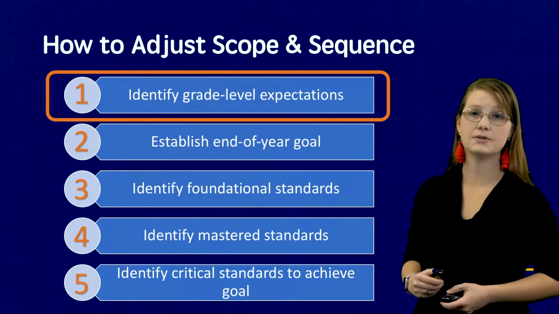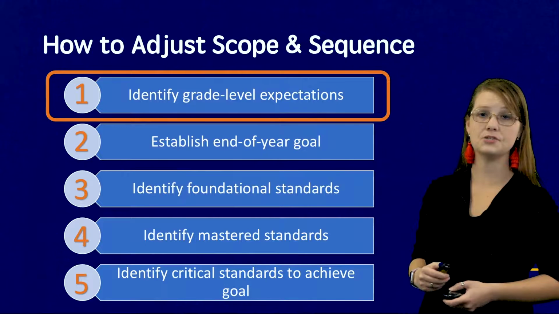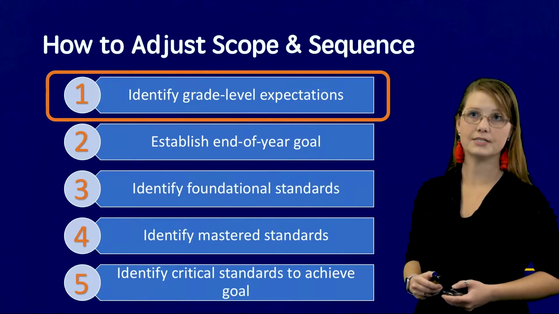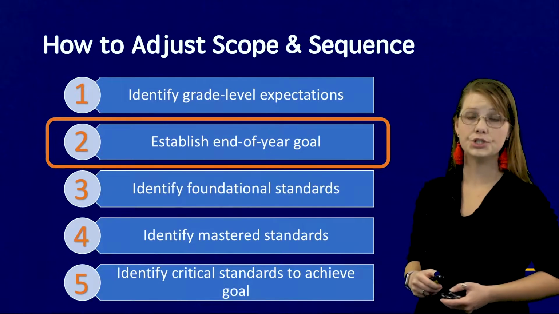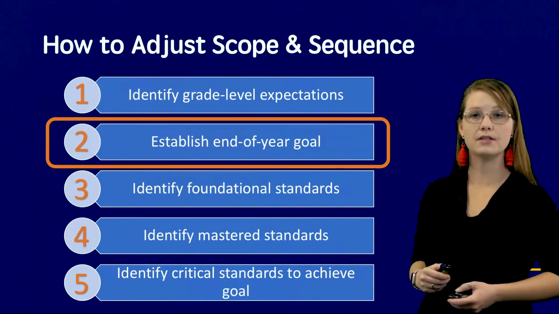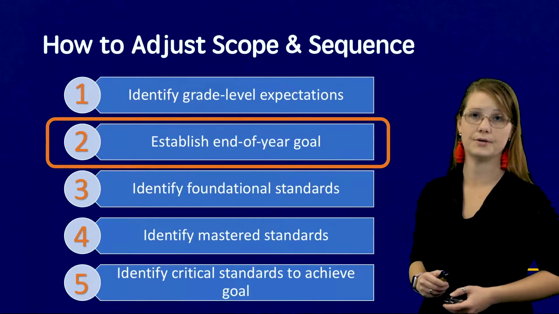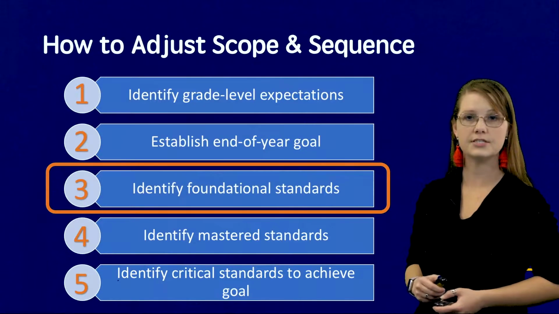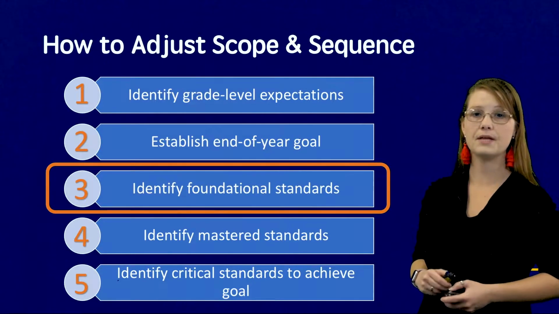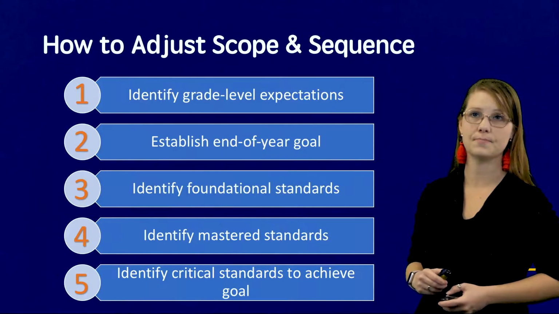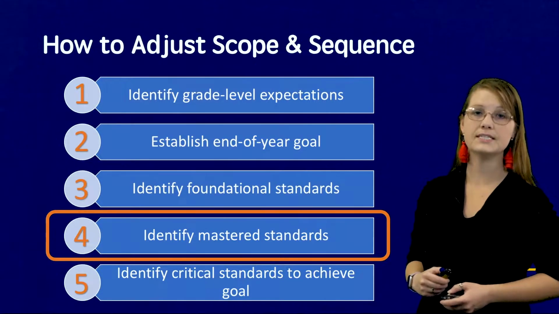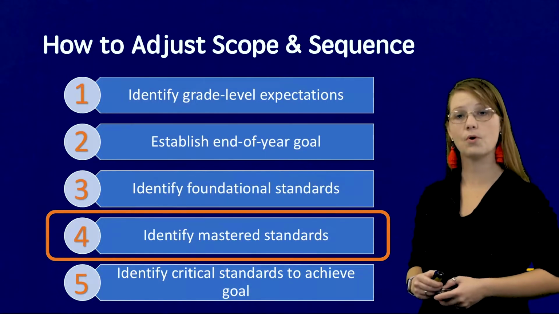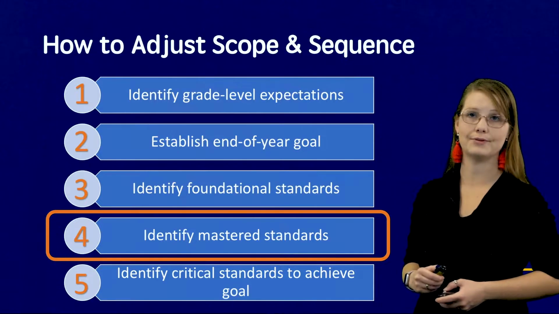So our first step is going to be to identify grade level expectations and standards for one math topic. For example, algebraic understanding. In step 2, we're going to establish a goal of where the student needs to be by the end of the school year. In step 3, we're going to identify the foundational standards that students must master before being able to access the goal standards. In step 4, we need to identify the standards the student has mastered. These standards may be one or more grade levels below the student's current grade level.